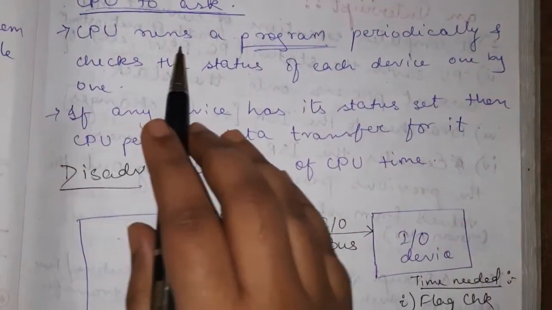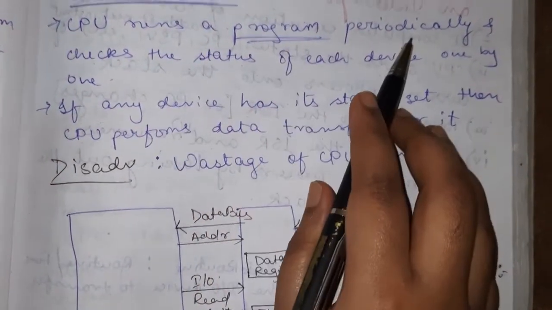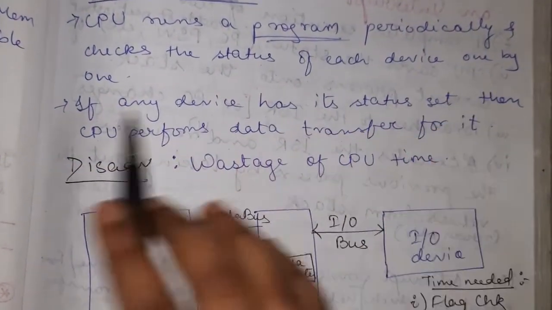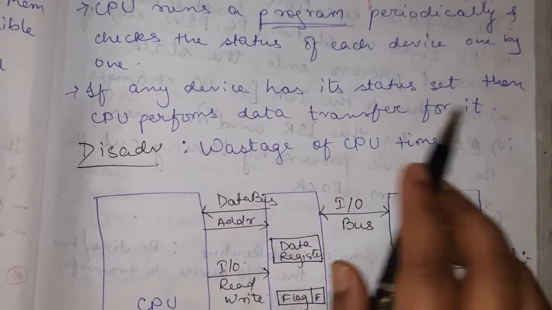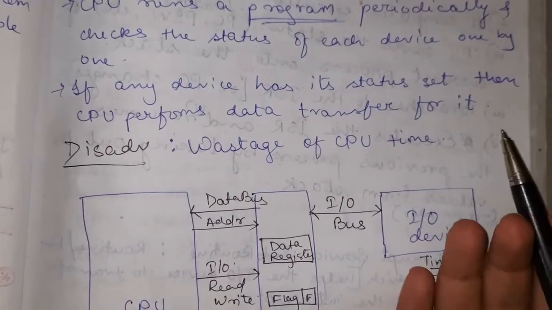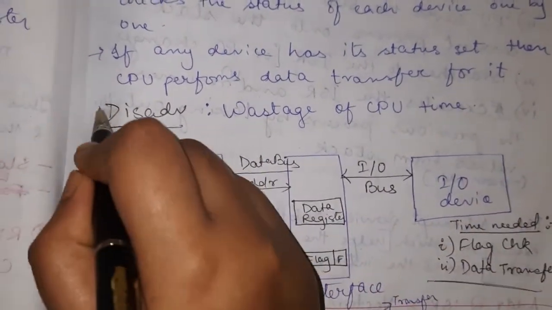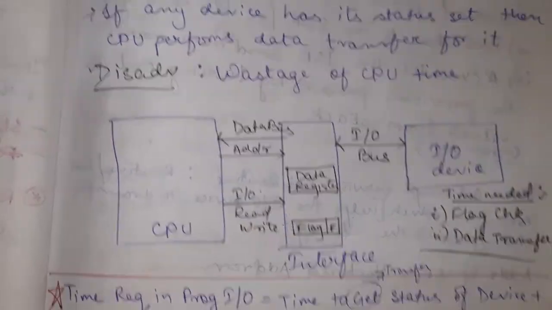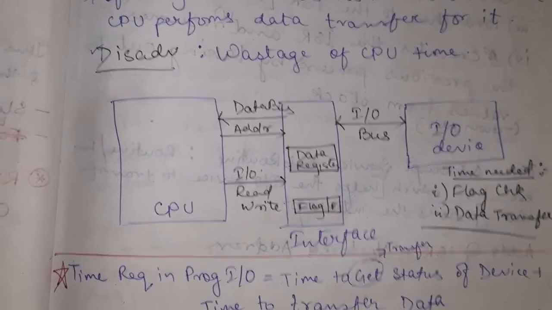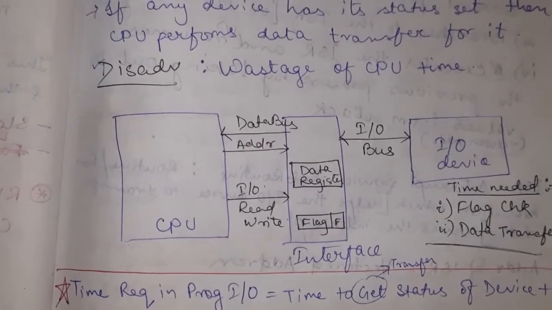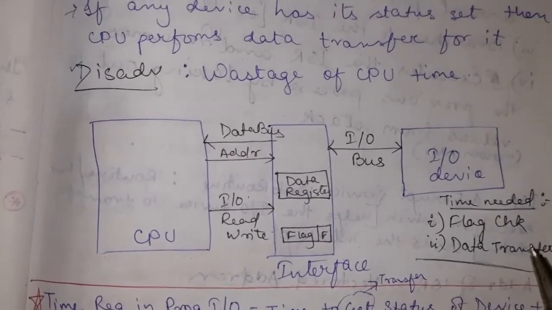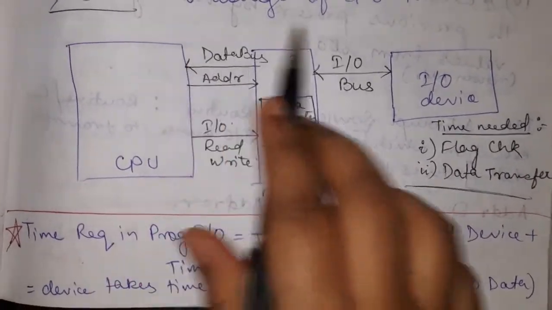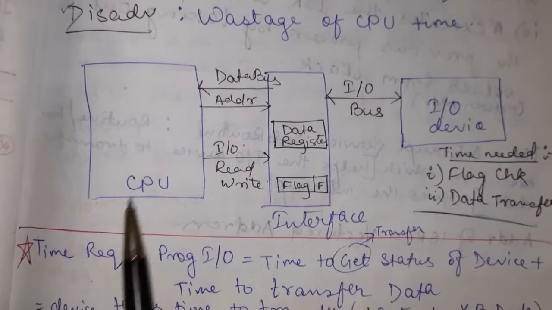Okay, so now the CPU runs a program periodically, often known as polling, and checks the status of each device one by one. If any device has its status set, then it will transfer. So what are the disadvantages? Generally time is wasted. If the devices are more, or the number of students is more, then the teacher has to ask each and everyone, so more time of the class will be wasted. So it is the wastage of CPU time.